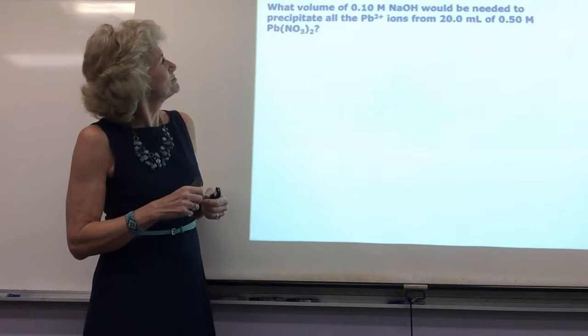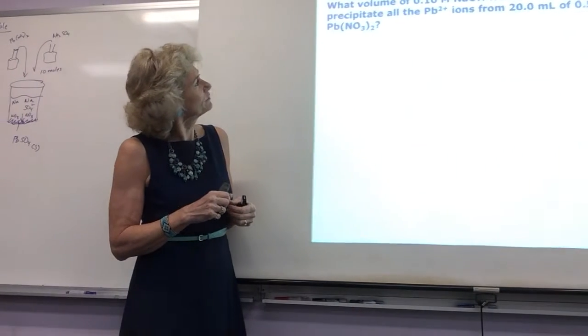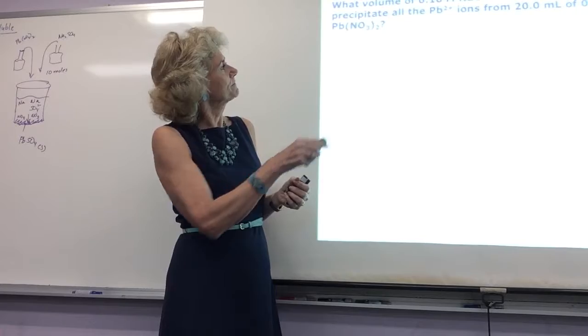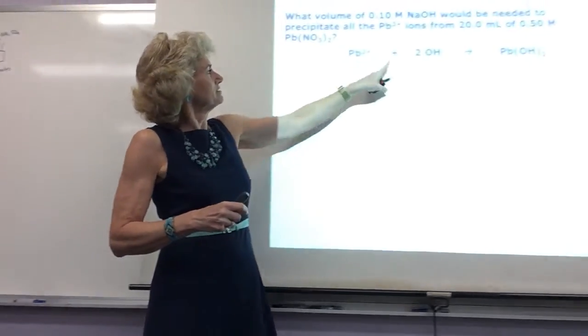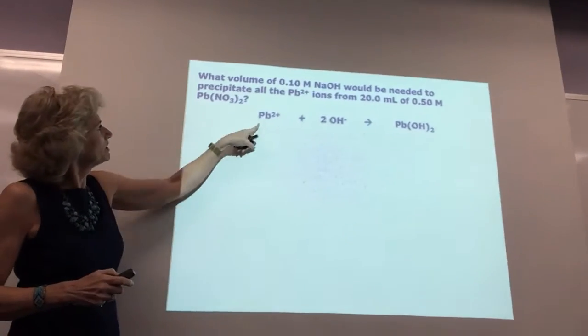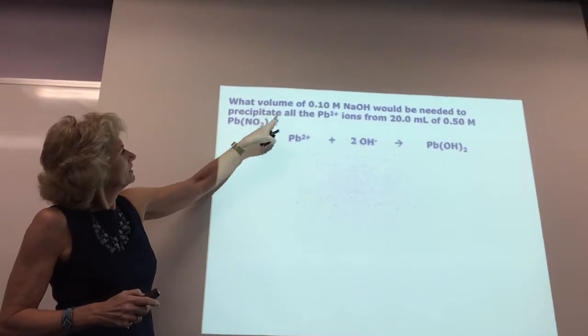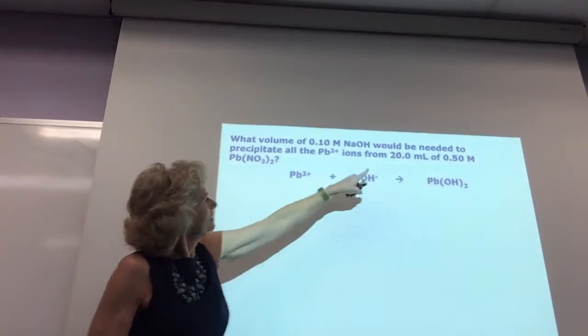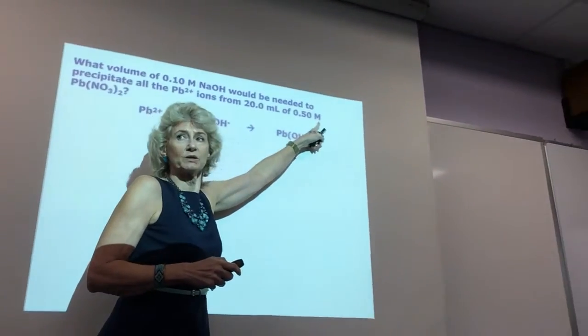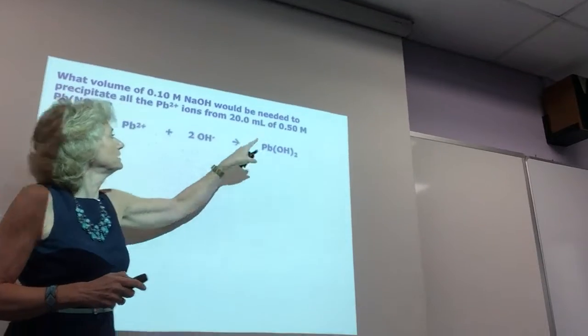No. What volume of 0.1 molar sodium hydroxide would be needed to precipitate all the lead? Oh, yeah, here we go. That's a 2-to-1. So now we've got a 1-to-2 ratio, so it's a little bit more difficult. How much lead II ion do we have? We've got 20 mL. Oh, here's another problem. This is in milliliters, and molarity is moles per liter, so don't forget to turn that into liters.